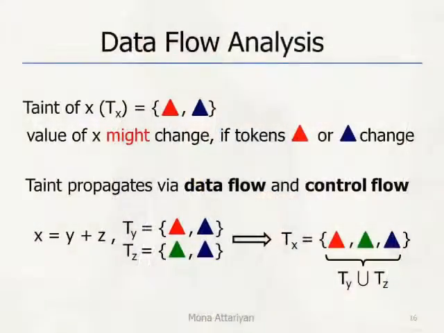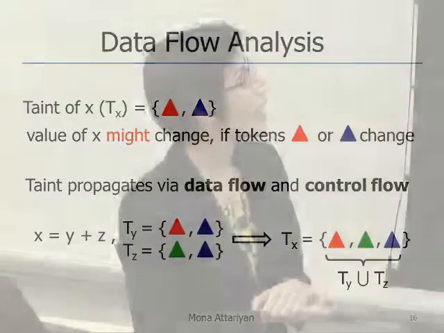Okay, so let's get to details here. Let me introduce our notation. T of x is the taint set of variable x, and it includes all the configuration tokens that, if changed, the value of x might change. I use colored triangles here to show different configuration tokens.